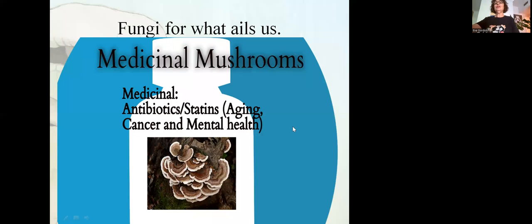Fungi for what ails us, medicinal mushrooms. Everybody knows the story of Alexander Fleming and the discovery of penicillin. So really important in the world of antibiotics and still a really important science because a lot of bacteria are not being killed off by antibiotics. Statins and blood thinners come from using fungi. A lot of studies on cancer and Fantastic Fungi. Paul Stamets talks about how the turkey tail mushroom, Trametes versicolor, helped save his mother from stage 4 breast cancer. So again, more studies need to be done in that area.